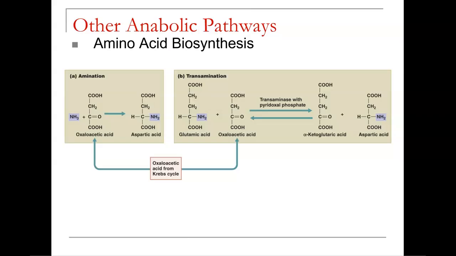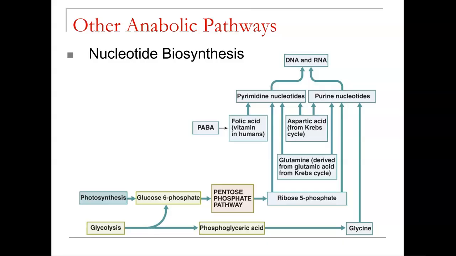You can also have what's called nucleotide biosynthesis. That's going to be produced from precursor metabolites derived from glycolysis and the Krebs cycle. So remember, your nucleotides are going to be your DNA and nucleic acids, so A, T, C, G, and U.